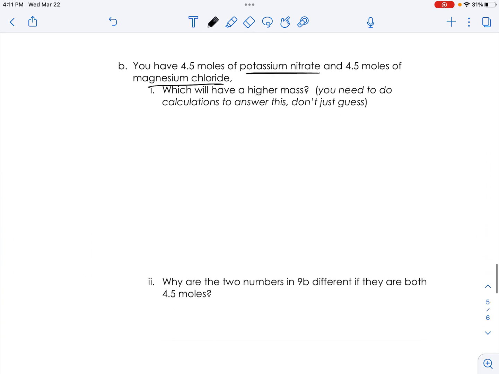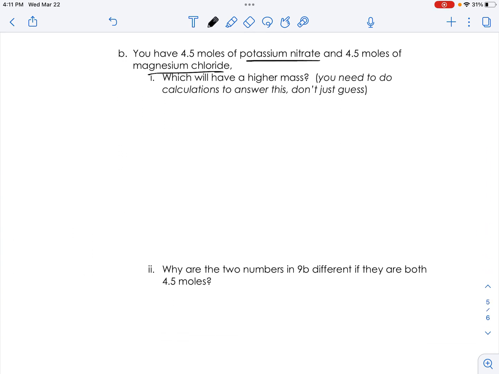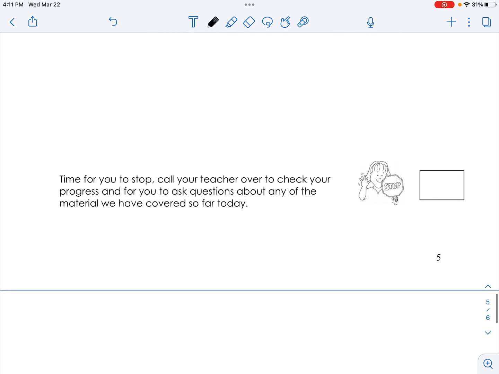All right, this last bit is going to ask you to try a similar process on your own. So it wants you to convert 4.5 moles of potassium nitrate to grams, and then 4.5 moles of magnesium chloride to grams, okay? Because you need to decide which one's going to have a higher mass. You can either calculate all the way out to grams, or you might be able to decide earlier than that, but you do need to do a calculation for this problem. So think about what that might be.